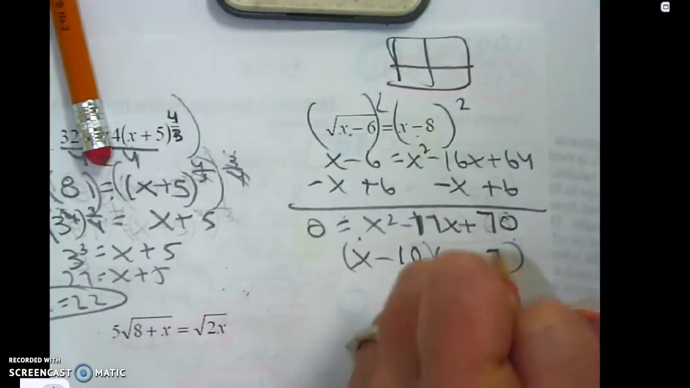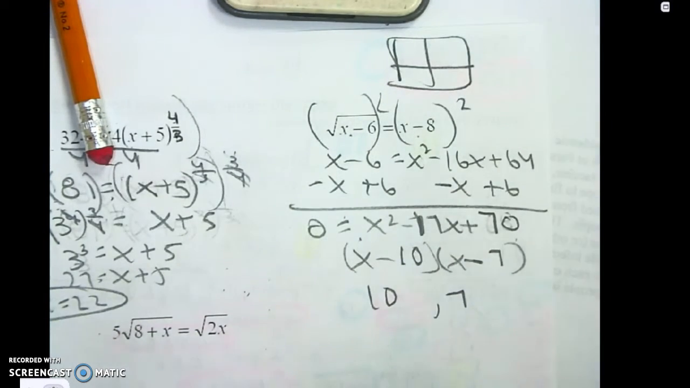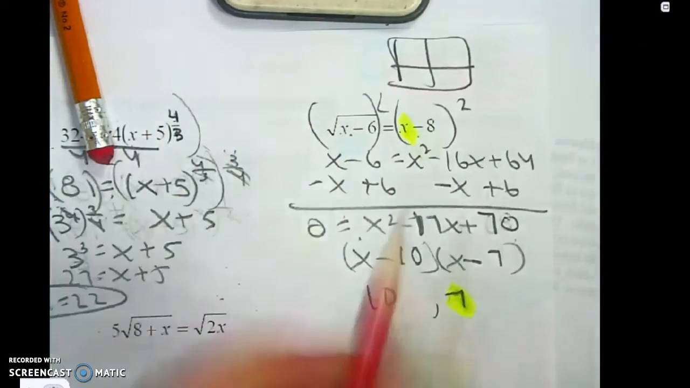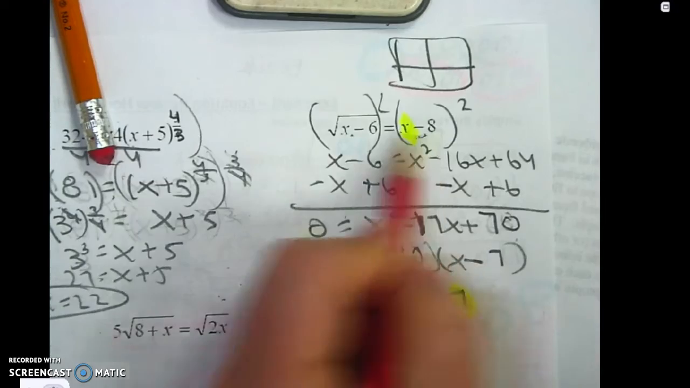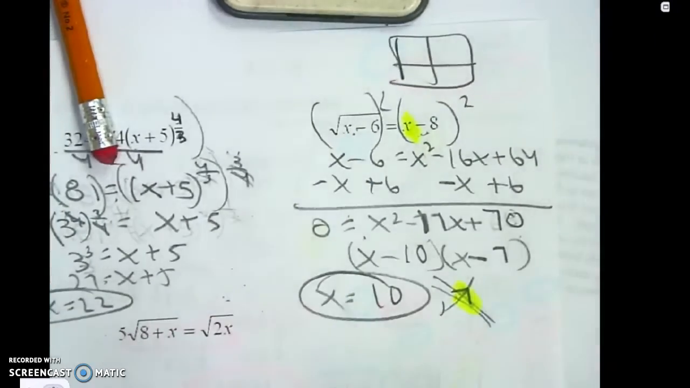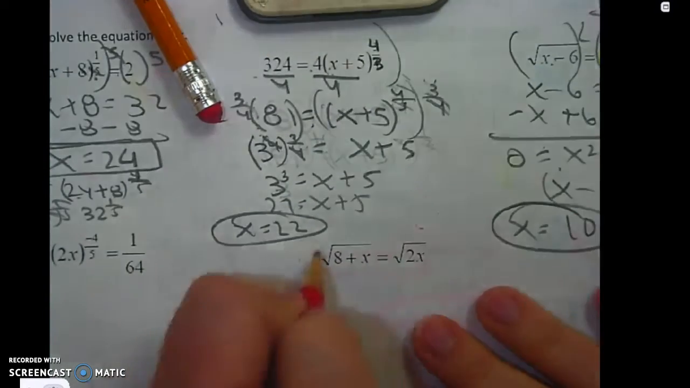So two numbers, 10 and 7, that's a lot easier. 10 and 7. But now I have to actually check it. If I plug in 7 here, 7 minus 8 is -1. A square root can't equal a negative, so that's not an answer. You just get 10.